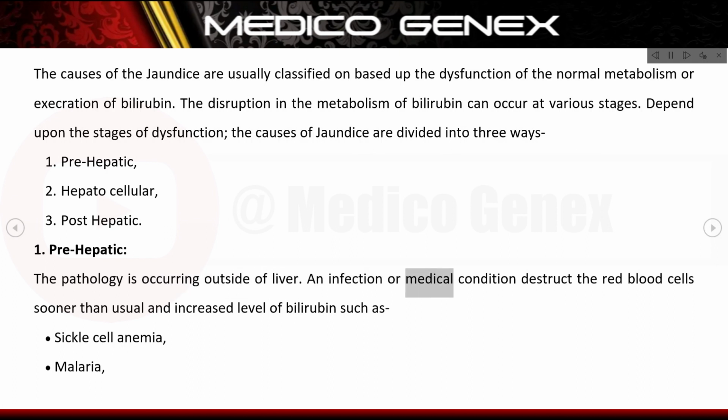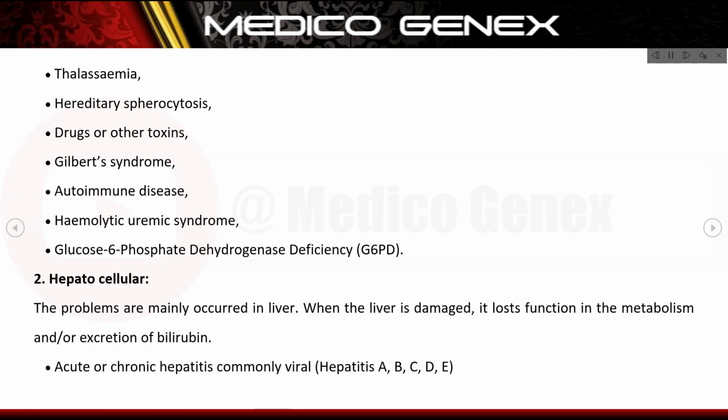An infection or medical condition destroys the red blood cells sooner than usual, increasing the level of bilirubin, such as sickle cell anemia, malaria, thalassemia, hereditary spherocytosis, drugs or other toxins, Gilbert's syndrome, autoimmune disease, hemolytic uremic syndrome, glucose-6-phosphate dehydrogenase deficiency, G6PD.